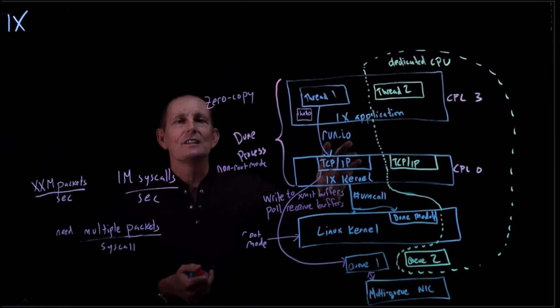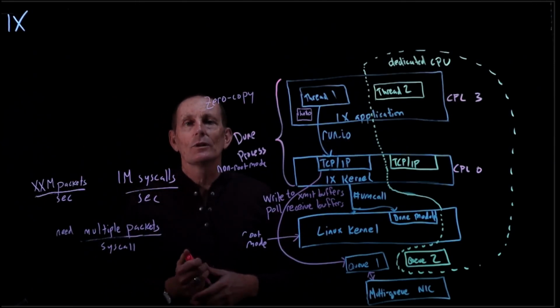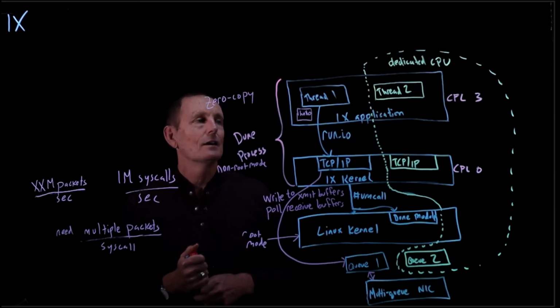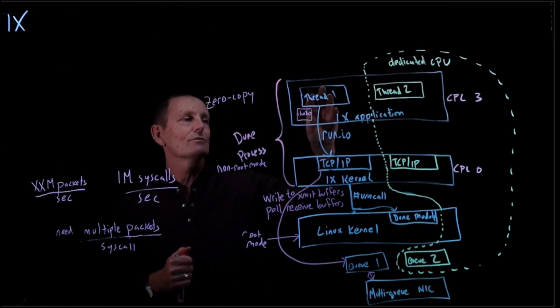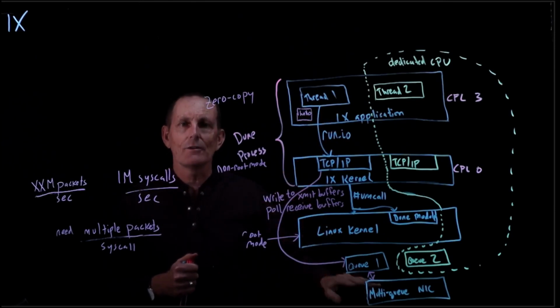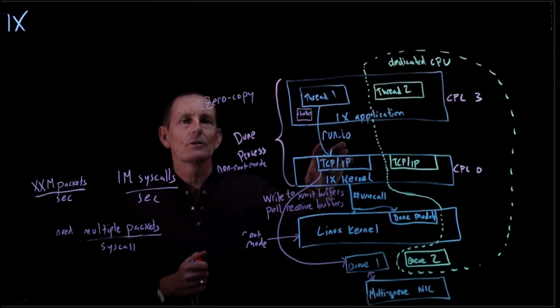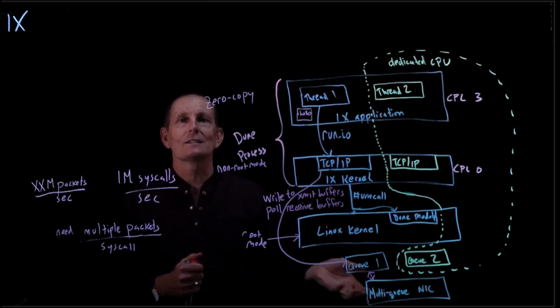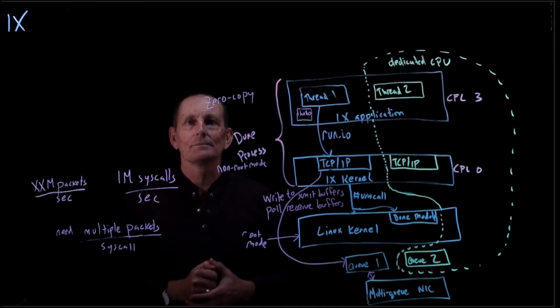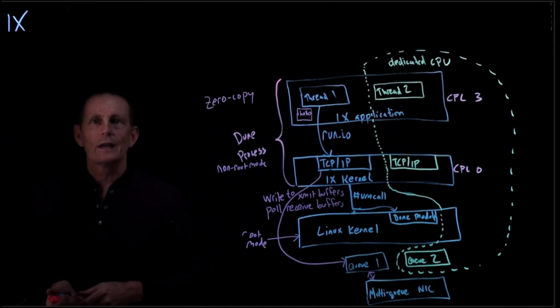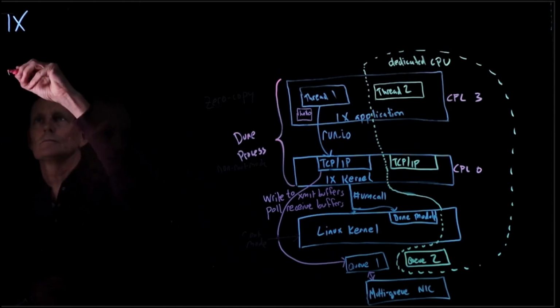Our run IO is not going to be just for a single packet. We're going to allow us to specify lots of different responses from this thread to send out. So we may send out hundreds of packets in a single run IO call. We may be reading in hundreds of packets that have been incoming. So let's go ahead and look at run IO.